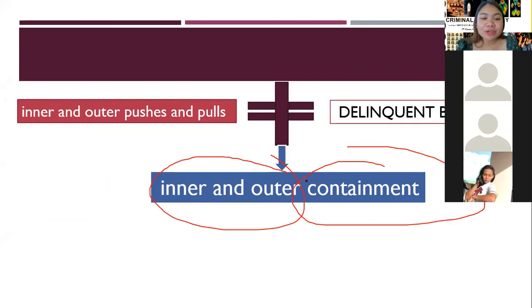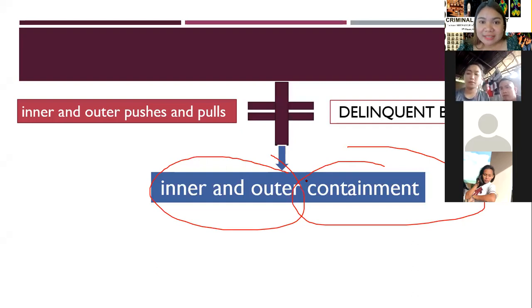What does containment theory say can stop criminality or delinquent behavior? Inner and outer containment. When we say inner containment, what does inner refer to? In your own qualities, your own behavior. Okay, that is correct. Your own qualities, your own character. Okay, correct. How about outer? In your surroundings. Okay. The external factors around you, those are outer containment.